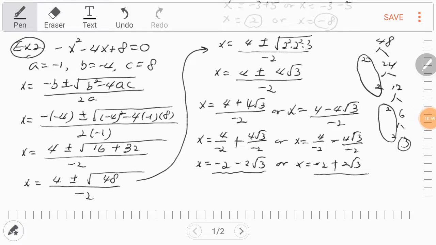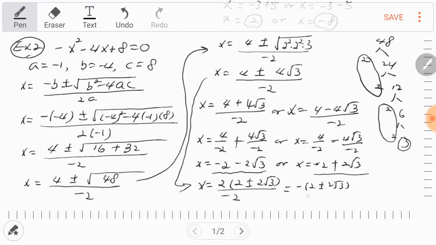Or from this, you can do it this way. You can factor out the numerator. So factor out 2, then 2 square root of 3 divided by negative 2. Then 2 and 2 cancel out, negative sign moves to the front. So we have this. Then distribute the negative, so negative 2 plus or minus.